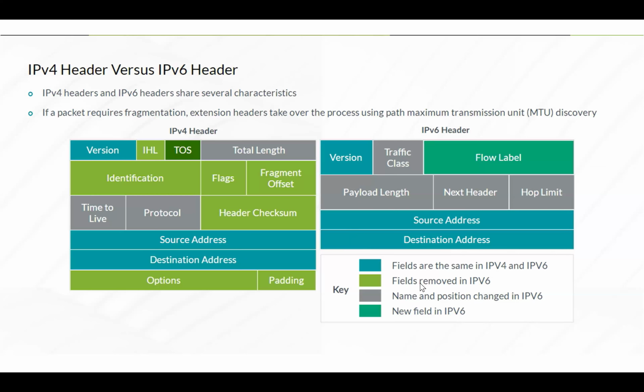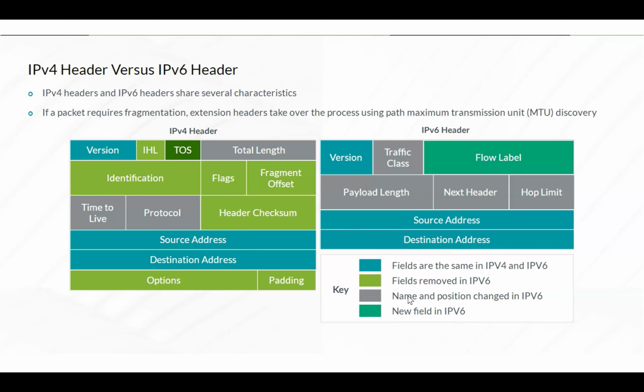And the green color fields are removed in IPv6. Options, padding, header checksum, flags, fragment offset, identification, IHL: 1, 2, 3, 4, 5, 6, 7. Seven fields have been removed in IPv6.